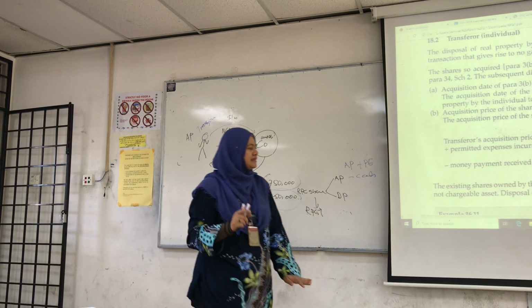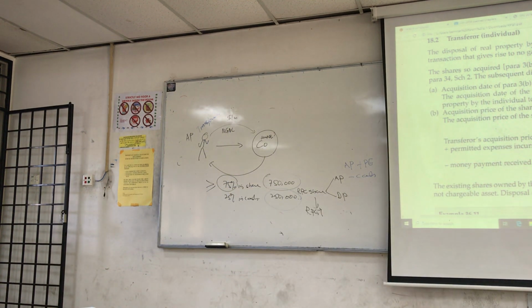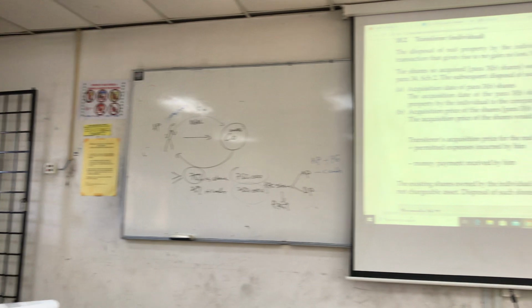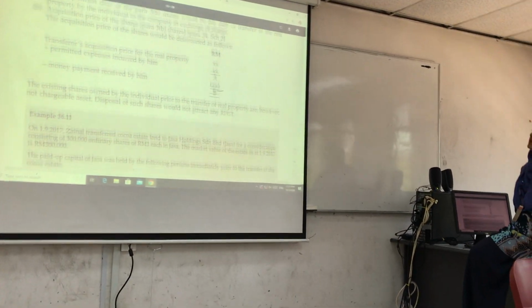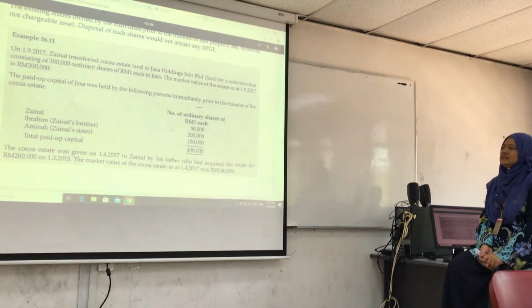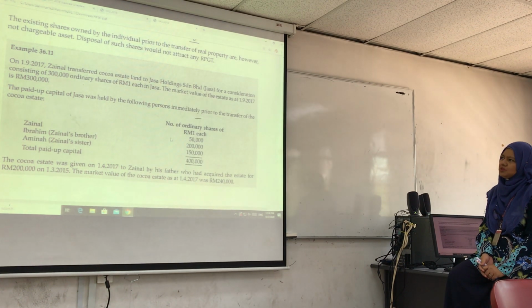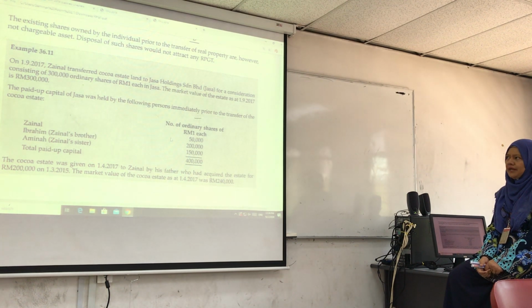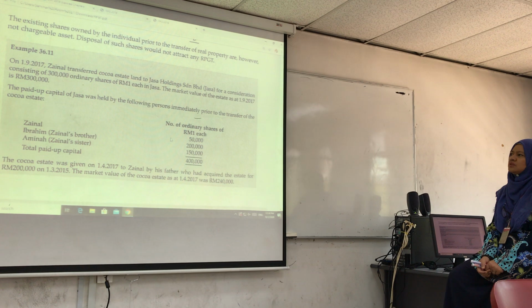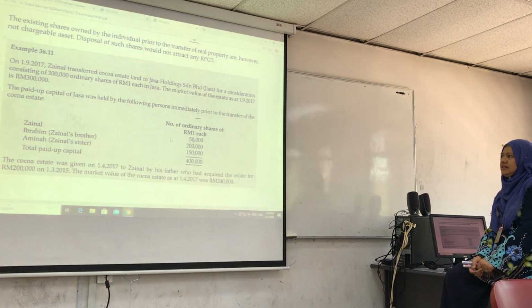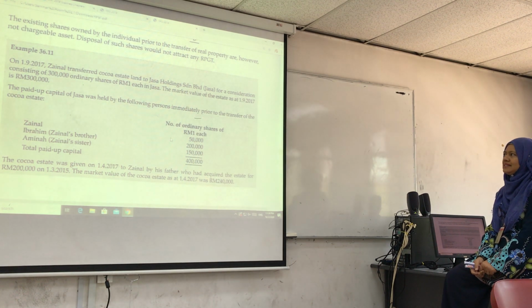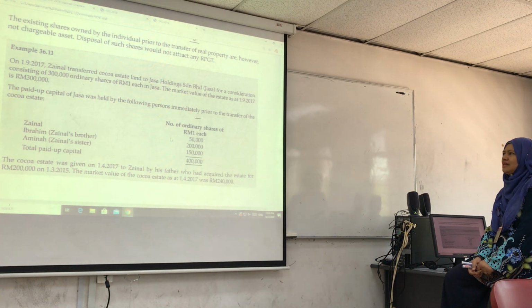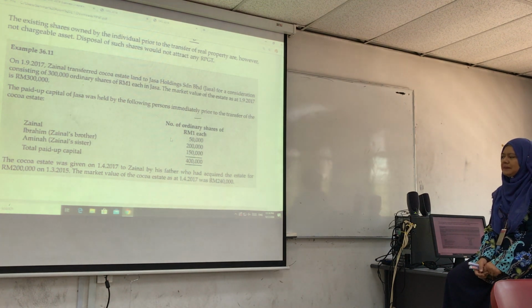So let's look at an example under 36.11 for this. 36.11: on 1st September 2017, Zainal transferred Coco Estate land to Jasa Holdings Sdn Bhd for a consideration consisting of 300,000 ordinary shares of RM1 each in Jasa. The market value of the estate as at 1st September 2017 is 300,000.